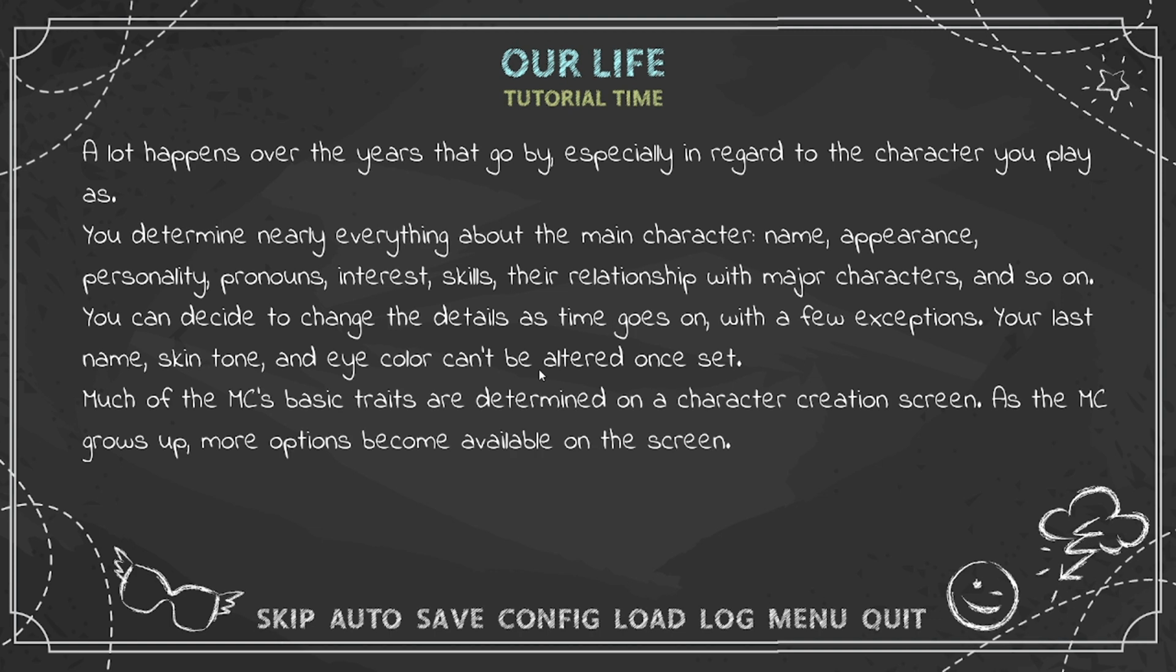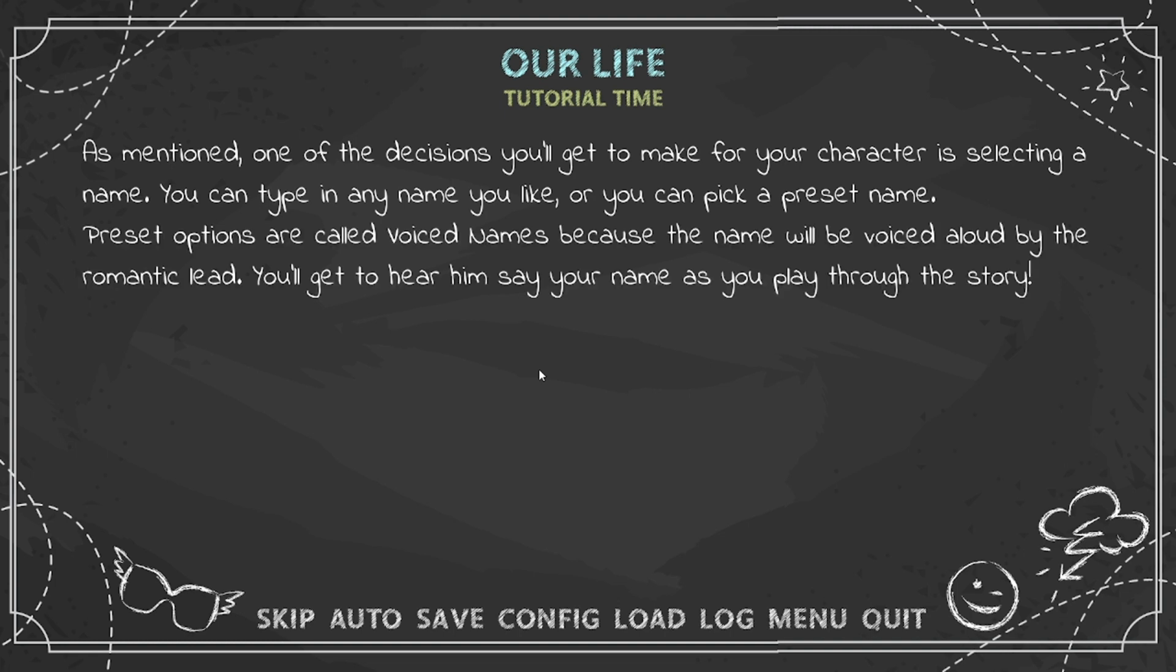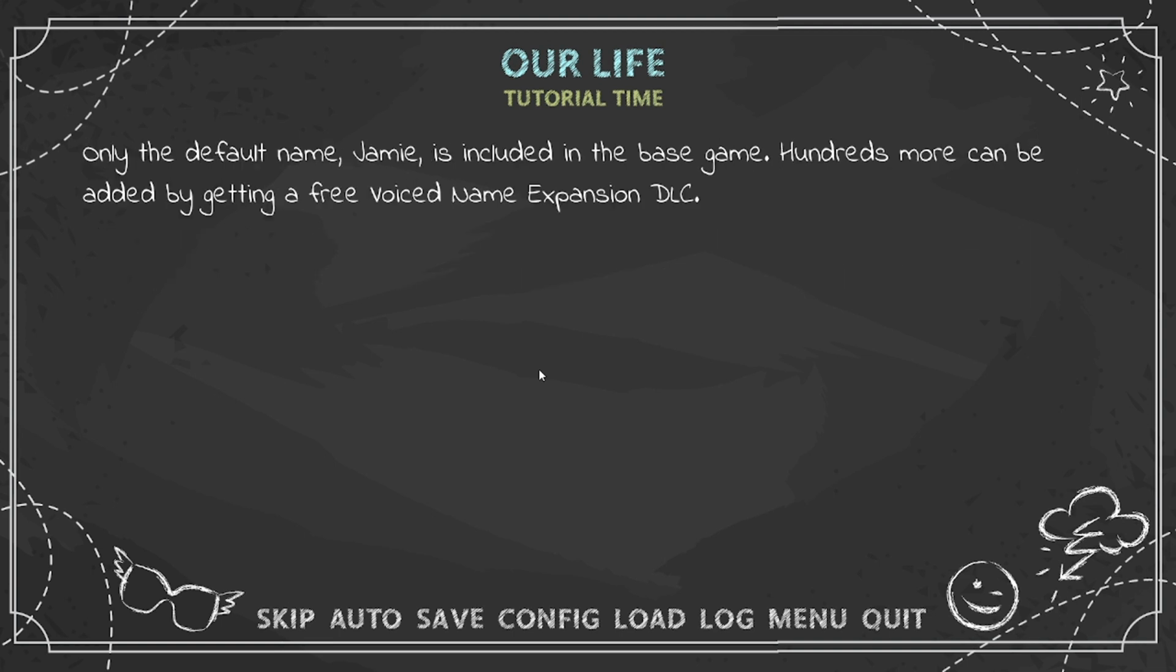Much of the MC's basic traits are determined on a character creation screen. As the MC grows up, more options become available on this screen. As mentioned, one of the decisions you'll get to make for your character is selecting a name. You can type in any name you like, or you can pick a preset name. Preset options are called voiced names because the name will be voiced aloud by the romantic lead. You'll get to hear him say your name as you play through the story.